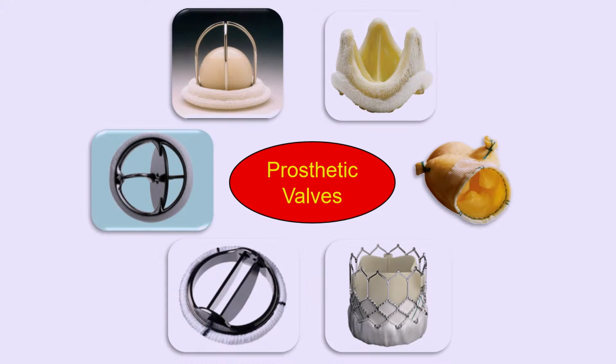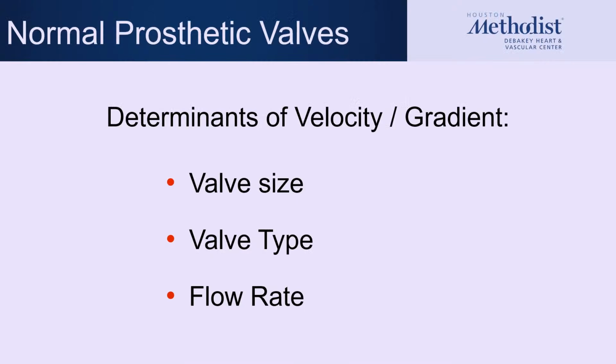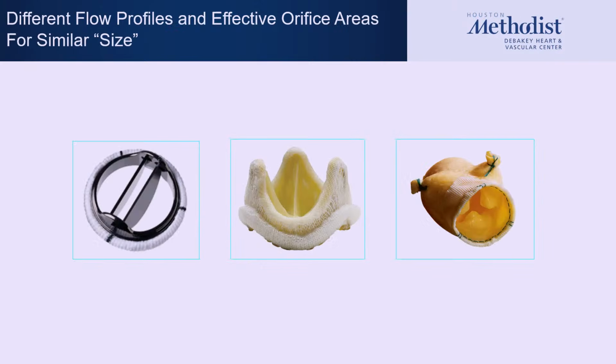So when we look at prosthetic valves, yes, we have mechanical valves, bioprosthetic valves, and the more recent, over the past 10, 15 years, catheter-based procedures, which are really very important nowadays in our overall evaluation. With Doppler, obviously, you will evaluate these prostheses through velocity and gradients. So valve size, valve type, as well as flow rate are important in these determinations, and we have to keep that in mind, particularly in low flow states or even in high flow states.